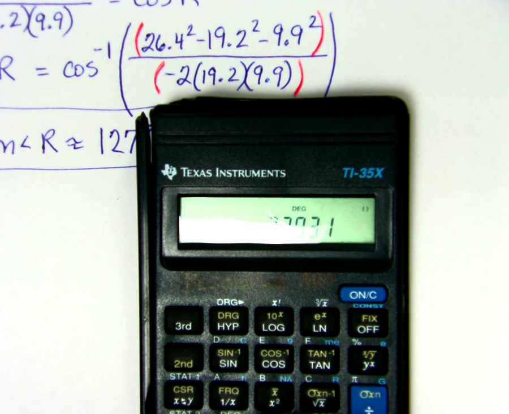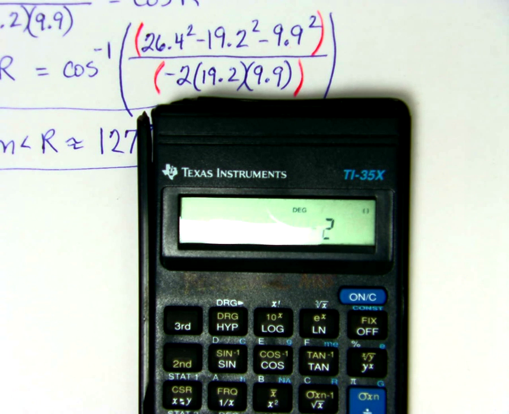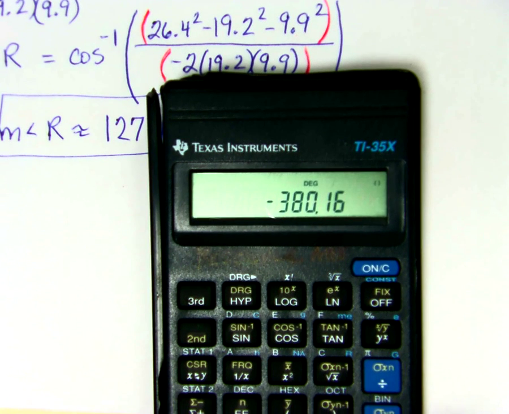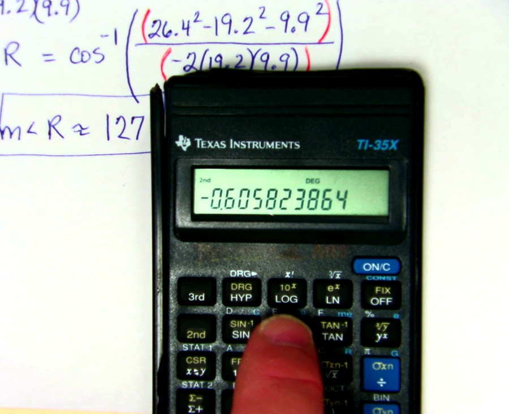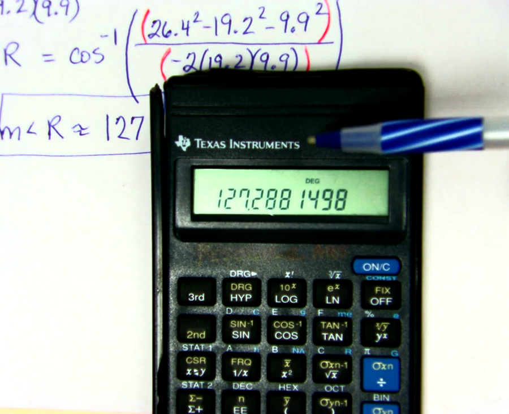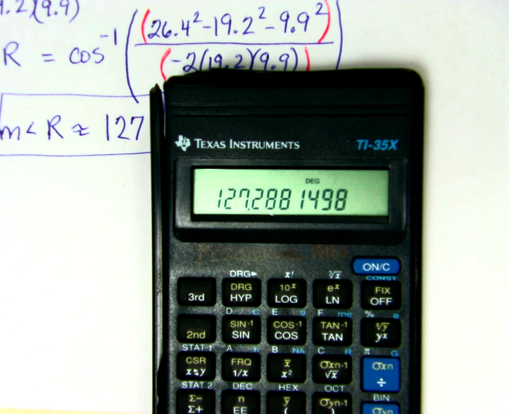divided by the left parenthesis, 2, make that a negative, times 19 and 2 tenths times 9 and 9/10, right parenthesis, and that's the denominator. Now I'm going to hit the right parenthesis again, and that's everything that's in the fraction that's inside the big parentheses. Now my calculator's ready for inverse cosine. So second cosine, and there's our angle of about 127 degrees.